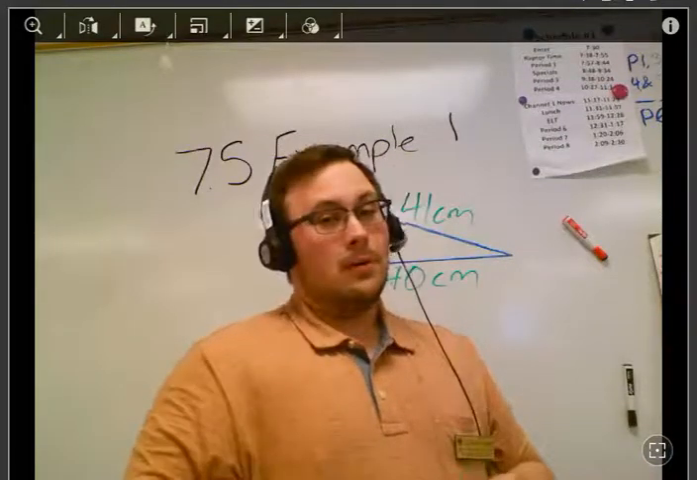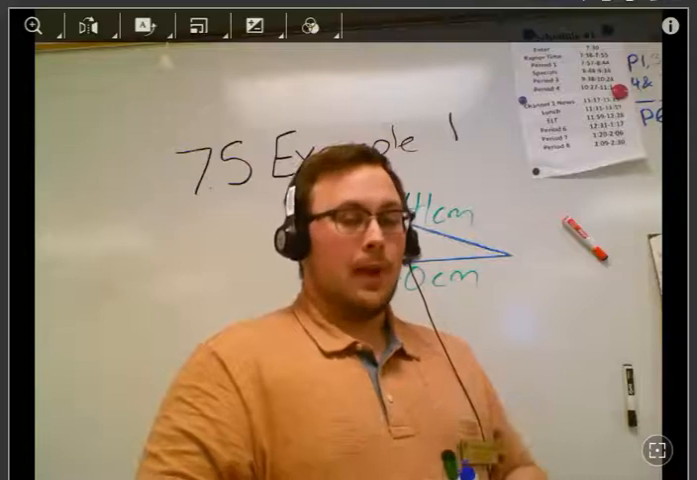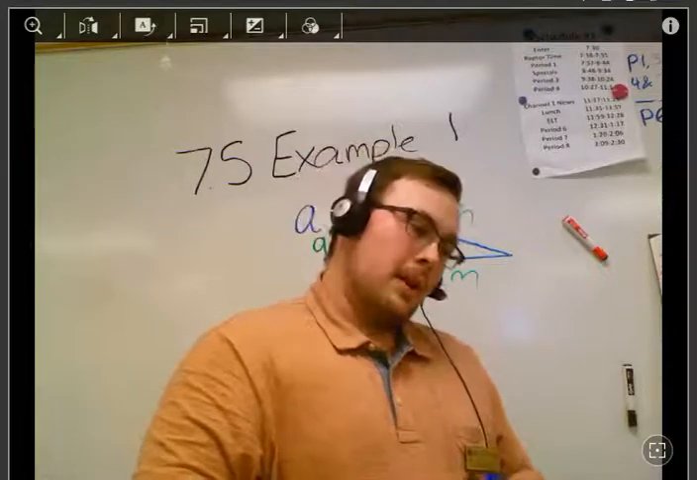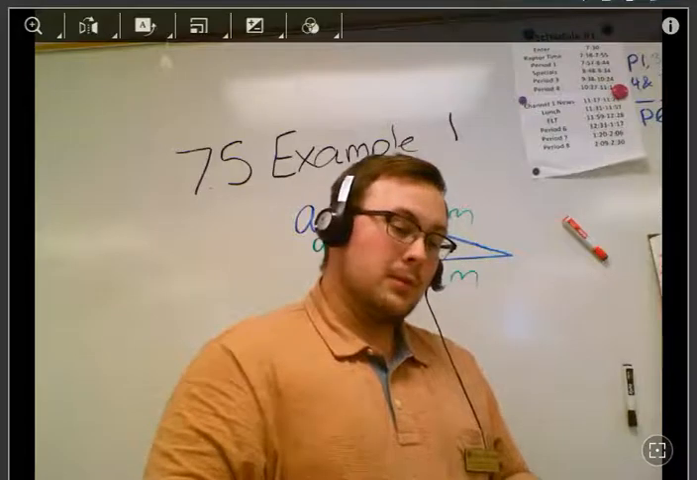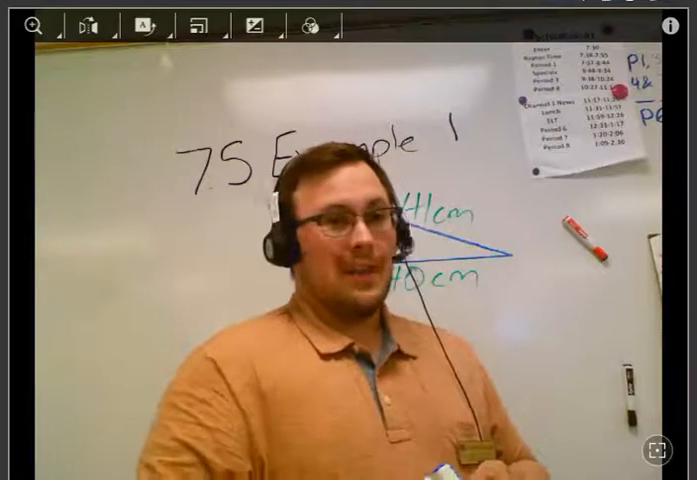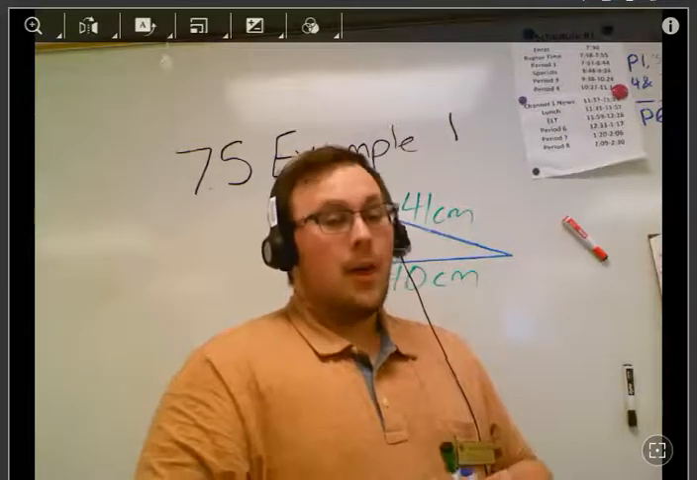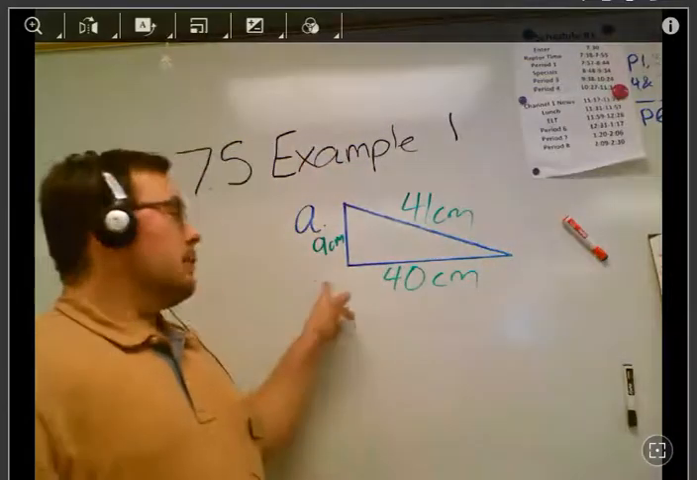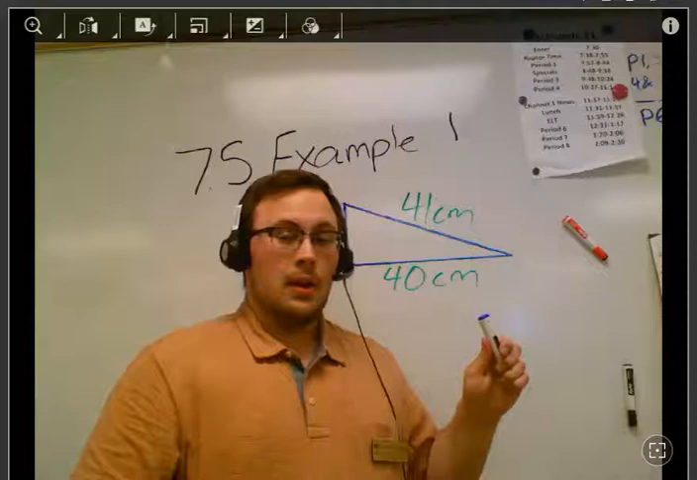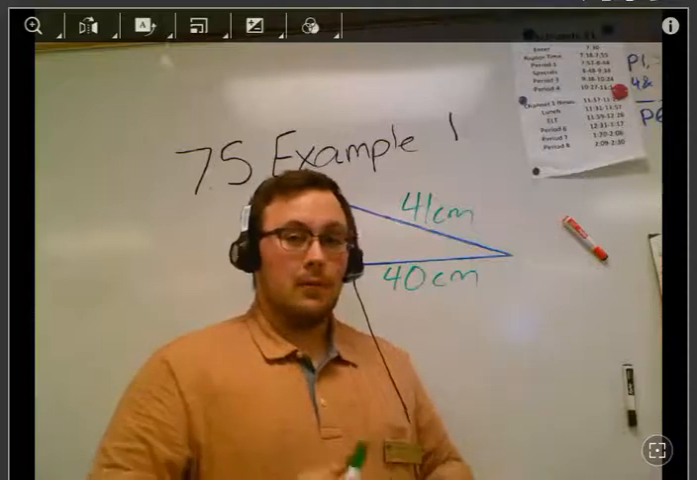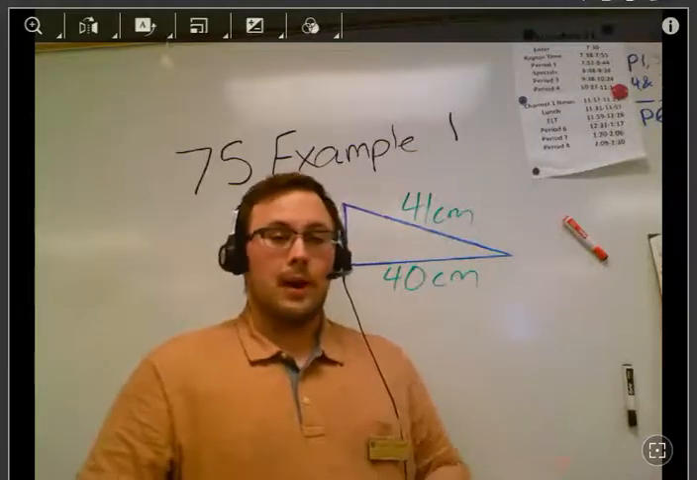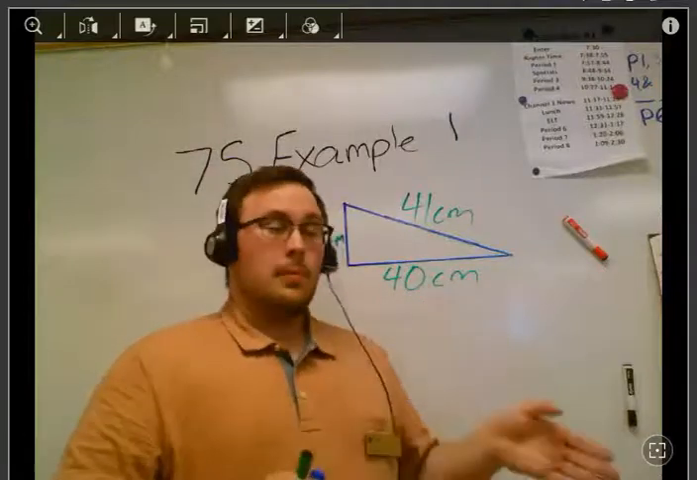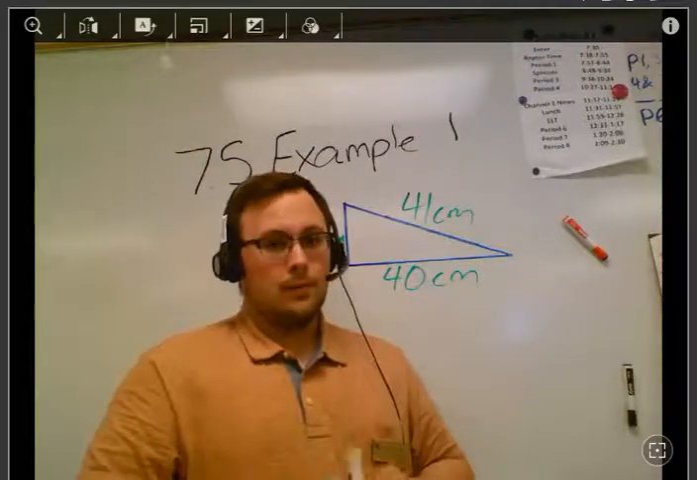So what we're dealing with today is the converse of the Pythagorean theorem, and that pretty much states if the equation a squared plus b squared equals c squared is satisfied, if that's true, then we have a right triangle. See, what we've been doing is looking at right triangles and using the Pythagorean theorem to find a missing leg or a hypotenuse. Now we know all the side lengths, and we're trying to determine whether the triangle is a right triangle.